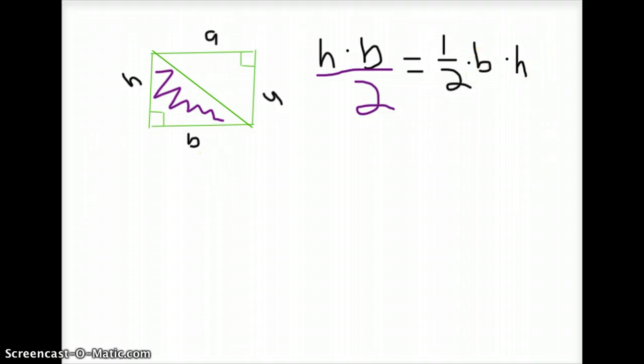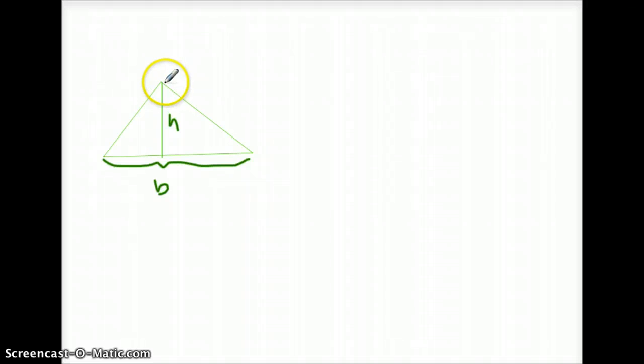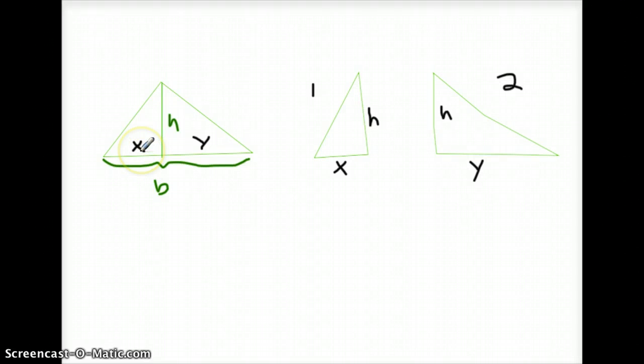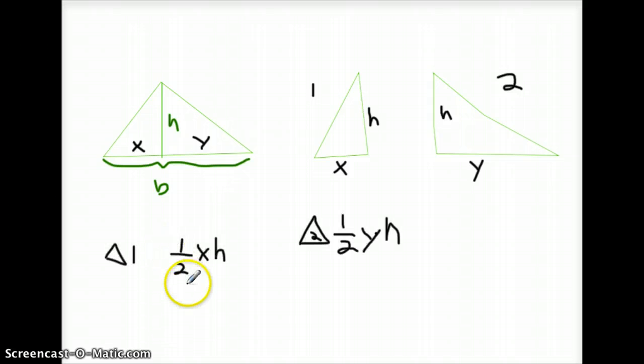But now this does work for other types of triangles. And we can see here, this triangle has the height in the middle of it and the base across the whole bottom. So what I'm going to do is split this into two triangles. So I have triangle 1 here and triangle 2 here. Triangle 1 I'm going to say has a base of x, and triangle 2 has a base of y, as you can see here. So I can find the area of triangle 1 using our formula by saying that triangle 1 is 1/2 of x, which is its base, times its height, and triangle 2 is 1/2 y, which is its base, times its height.